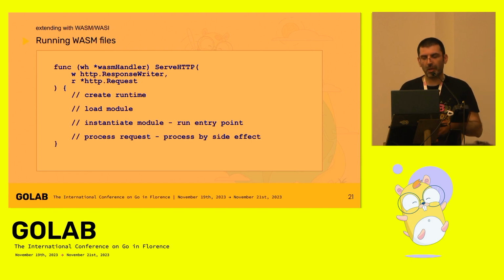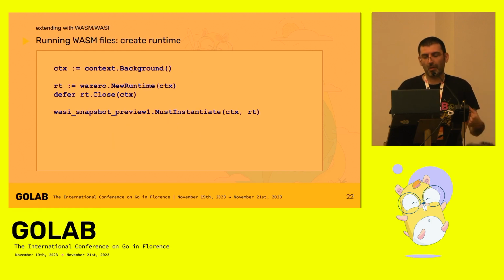Unsurprisingly, this is how our main handler is going to look, with the very oversimplified steps: create a runtime, with all the structure needed by WAZERO to work, load our module, instantiate it, which is a key concept I'm going to explain in a second, and then actually run the request.